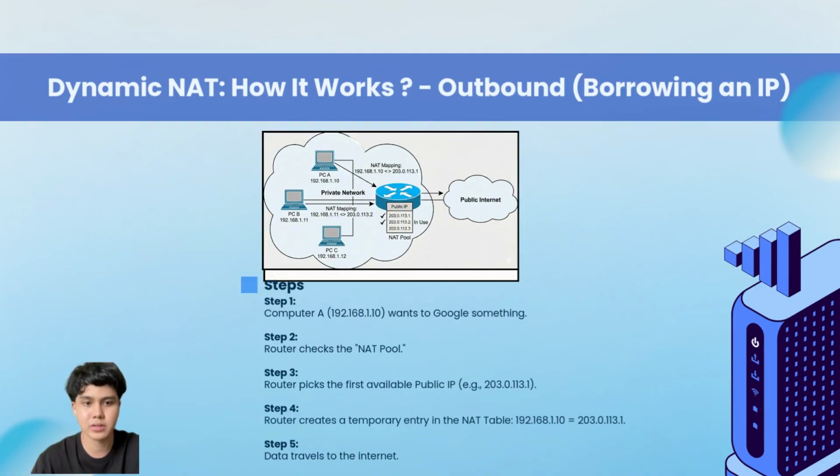In this case, it is 203.0.113.1, which is a public IP address. The fourth step is the mapping. This is the most important part, where the router writes a note in its NAT table, which effectively says that for right now, 192.168.1.10, which is the IP address of the private device on the private network, is equal to public IP 203.0.113.1. So once that map is created, the data can travel out to the public internet.